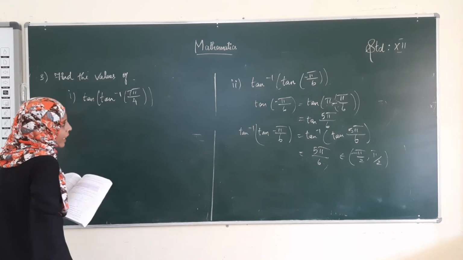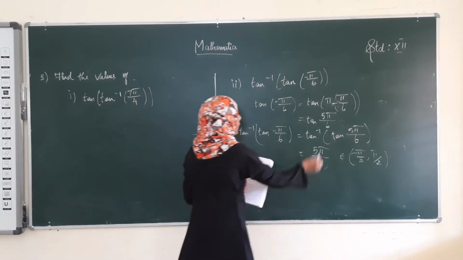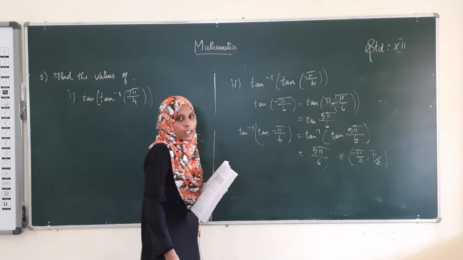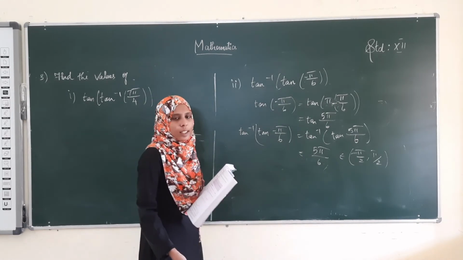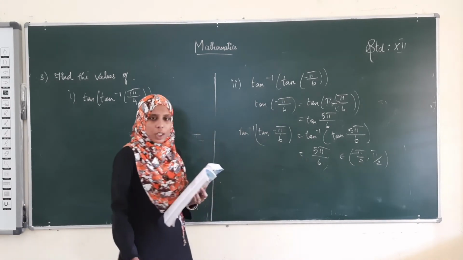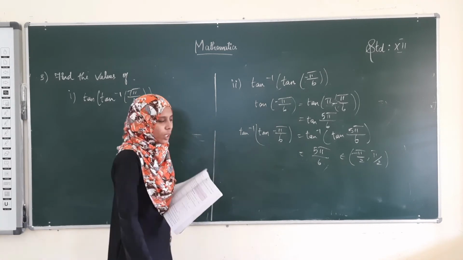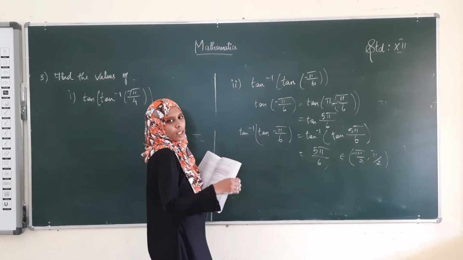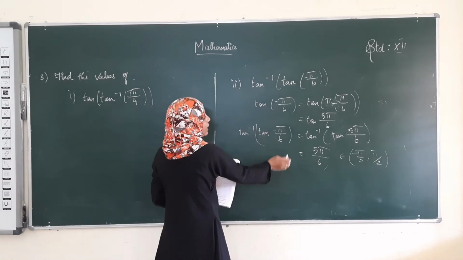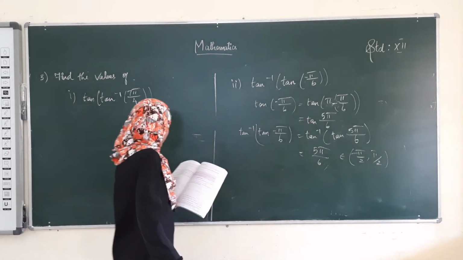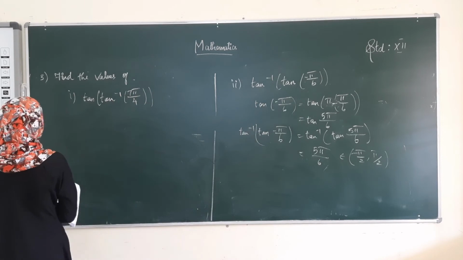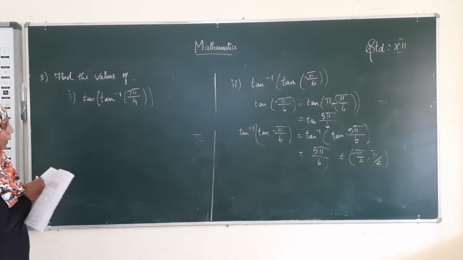See here, why we have changed here like this means because it has minus here. Therefore, we have changed it like this. See, if there is no minus, we don't want to change, we can take the property, then we can say the answer is pi by 6 alone. Since we have minus, for avoiding the confusion, we are changing like this. See here, next one is tan inverse of 7 pi by 4.